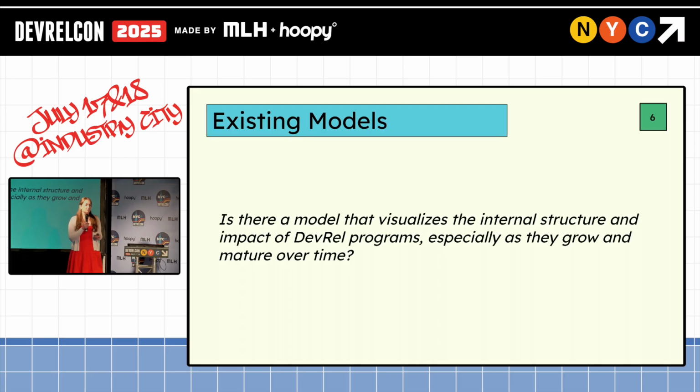All right, so I didn't want to pour any more time into this if it had already been done. And there was a piece of me kind of hoping I was going to find it. Unfortunately, that was not the case. I had asked, is there a model out there that visualizes the internal structure and impact of DevRel programs, especially as they mature and grow over time? And again, what I found was no. No one that I could find had done exactly that before. But what I did find were a couple existing models that had pieces of what I had been thinking. They didn't tell the whole story, but I could take the pieces that I liked and make something else.